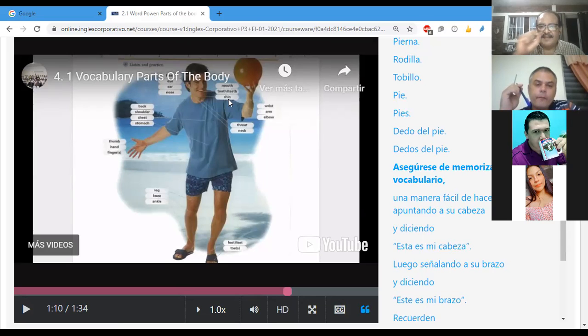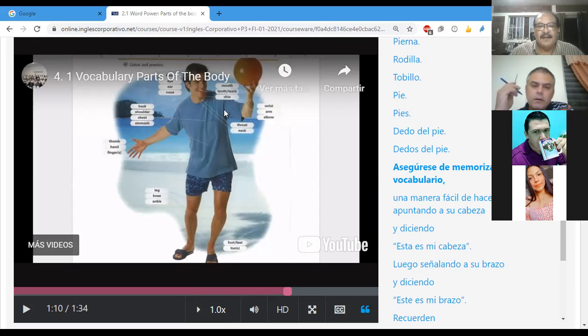Vean que, por ejemplo, la TH suena como Z en Spanish, right? Tooth, teeth, mouth. Okay. In this case, esta es una C que suena como ching, like chino, right? Chin. Then we have wrist.